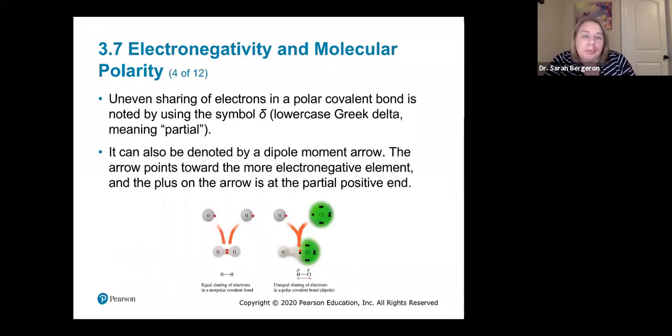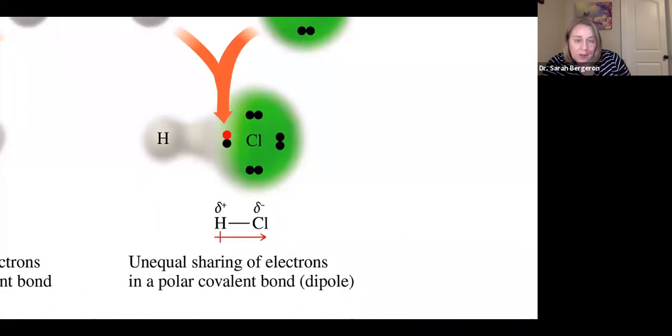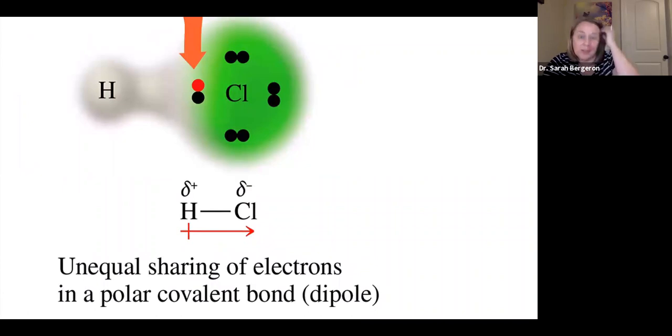So let's look. When we draw this, what we tend to use to show that uneven or unequal sharing is the lowercase Greek delta. And the Greek delta means partial. So if we look at our example here of HCl, what we know is that chlorine is the one that's going to pull in that electron more because it has a higher electronegativity value, right? What did we say? Chlorine was a 3.0, whereas hydrogen was a 2.1.